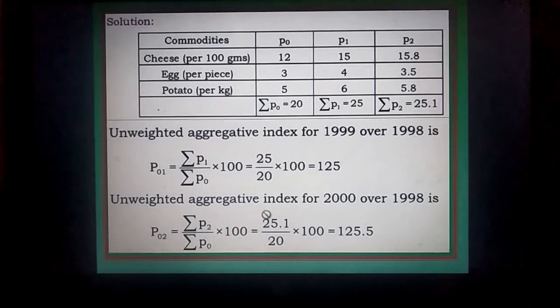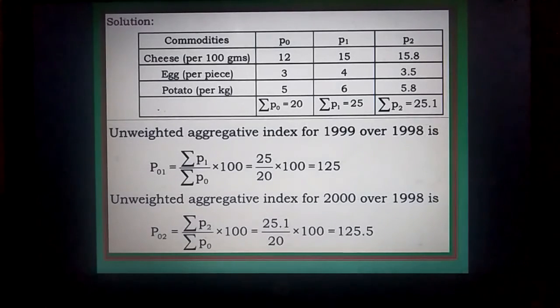So next, the unweighted aggregative index number for 2000 over 1998 is sum of P2 divided by sum of P0 multiplied by 100. Substitute sum of P2 equal to 25.1, divided by sum of P0 equal to 20, multiplied by 100. You are coming across the answer 125.5. So here 25.5% is the increase in the price level of commodities in the current year 2000 as compared to the base year 1998. That way it has to be interpreted.